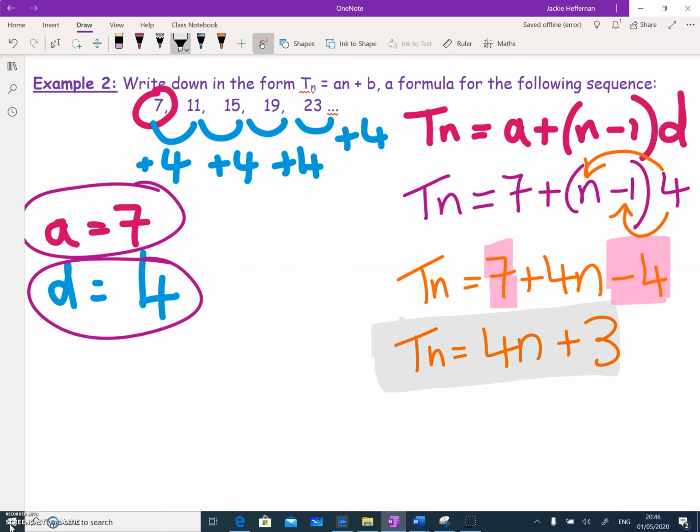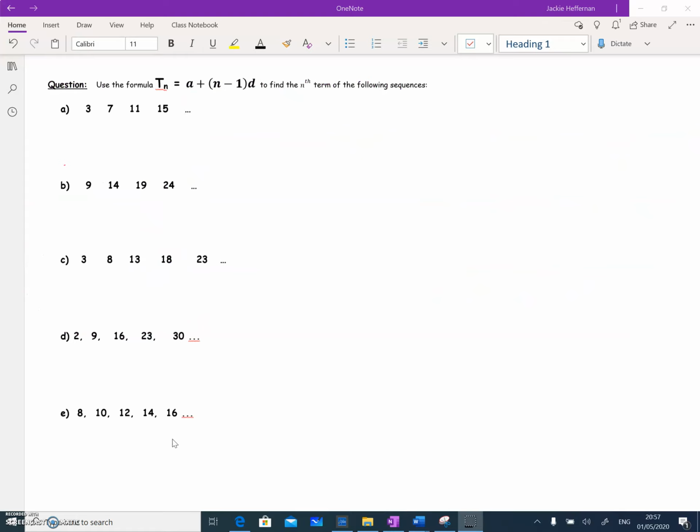Okay, pause the screen, take this down as a second example into your copybooks. Okay, so pause the screen here again, and these are the 5 questions I want you to do into your copybooks. Once you have it done, take a picture of your work and upload it in the assignment area on Teams.